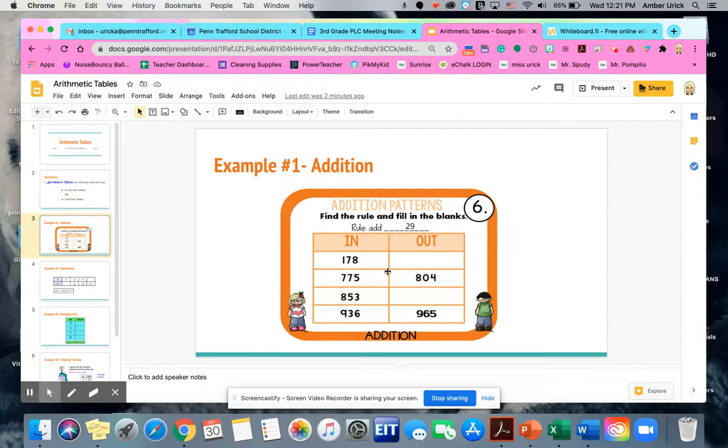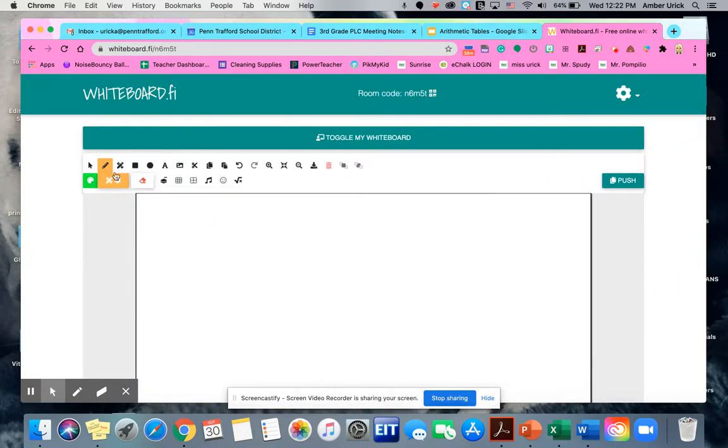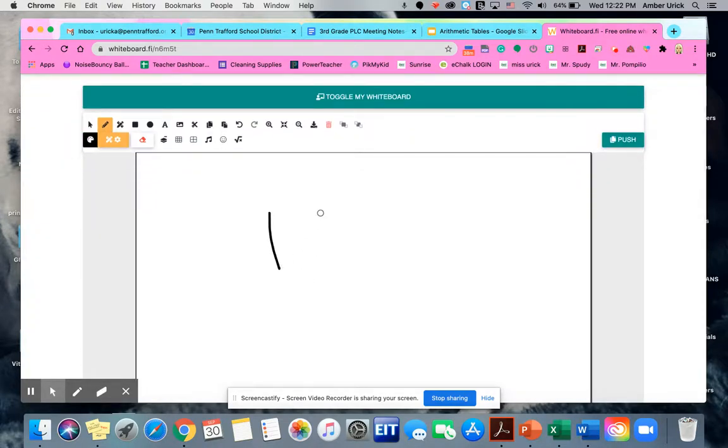So this is perfect. In both cases, in went a number and they added 29 and out came the correct number. So now I can go back here. 178. What do I need to do to it? I need to add 29. So in comes 178. I need to add 29 and out will come my correct number. So let me clear my whiteboard here. I need to go back to black and I need to write 178, and I need to add my rule. What was it? 29.